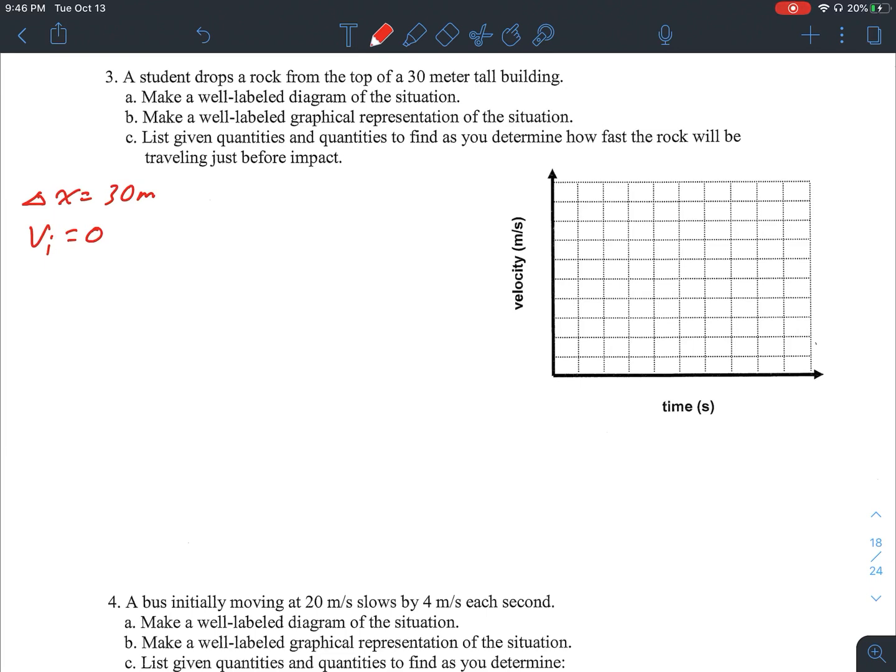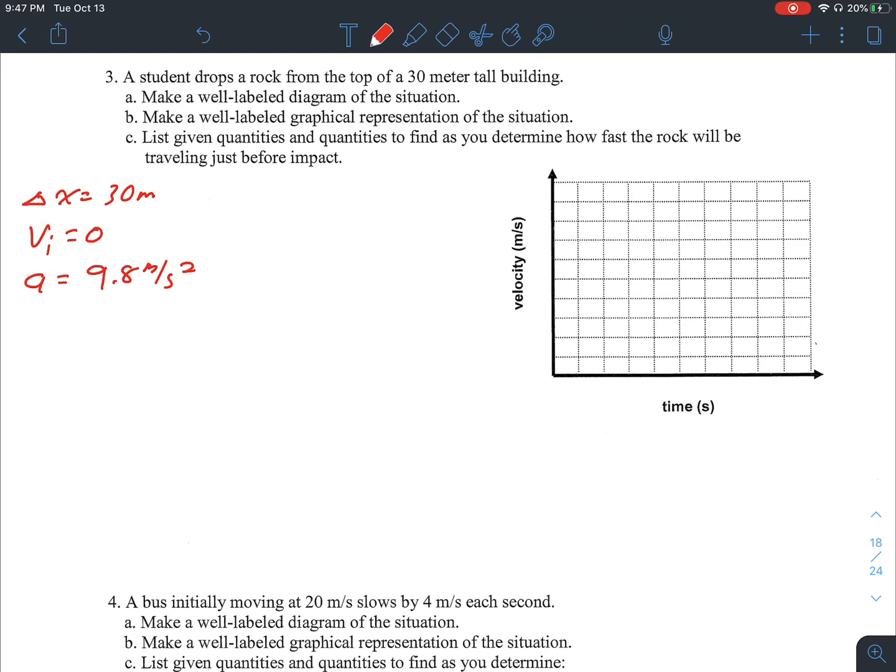The one constant we know here is that on Earth, everything falls with the same acceleration, 9.8 meters per second squared. Now we will have a conversation next class of what free fall means. Free fall technically means free of any other forces other than gravity. So this is why everything falls at the same rate.